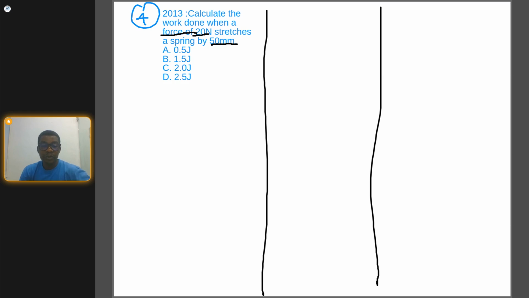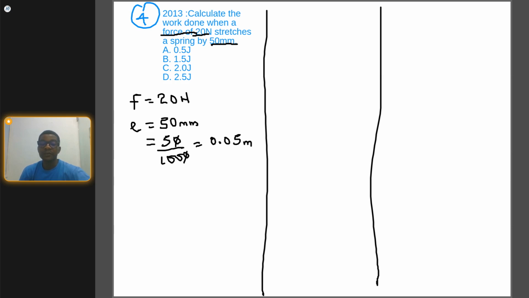We are given the force to be 20 Newton and the extension, which is the stretch, E equals 50 millimeter, which we are going to convert first before we can use. The conversion of 50 millimeter is required. 50 millimeter, which is 50 over 1,000, will be equal to 0.05 meter.